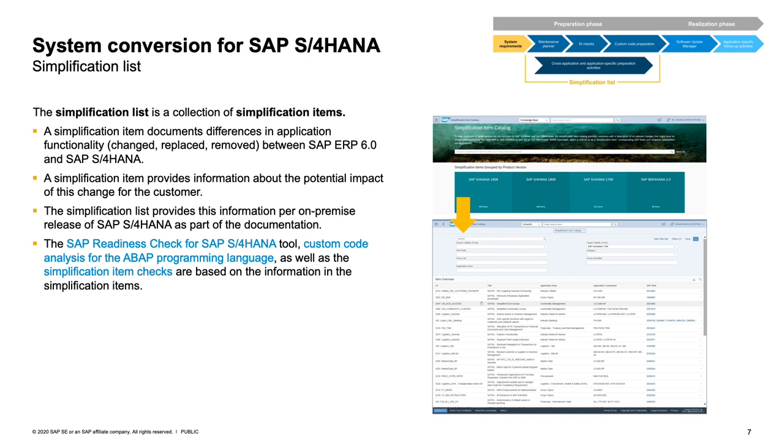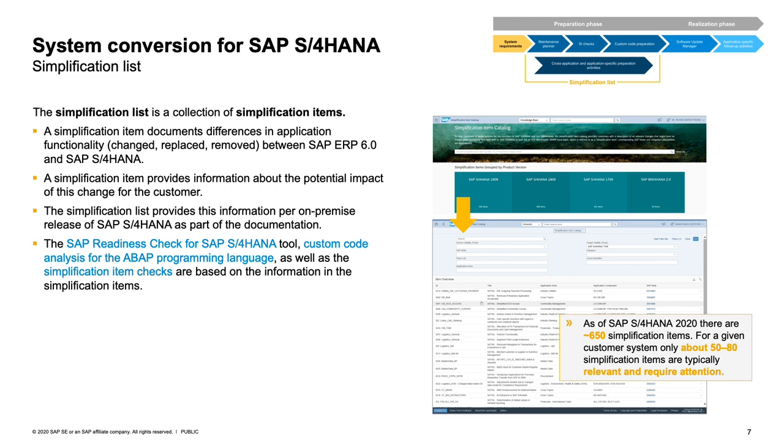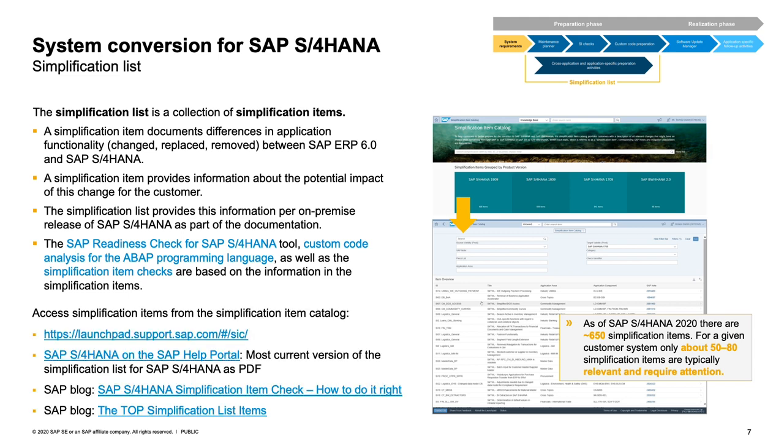Well, actually, this simplification list is a long list, but don't get scared. There are possibilities to shrink down this list to what is especially important for you, for your project, for your ERP source system. You see listed here, there are currently around 650 simplification items, but for a project, typically only a part of them is really relevant, and later I will explain how you can drill down, can shrink down the list to what is relevant for you.